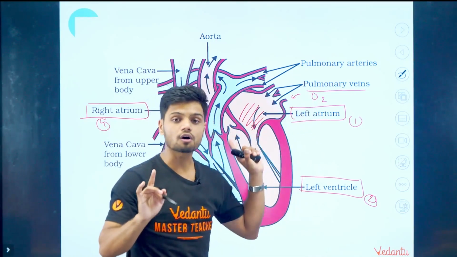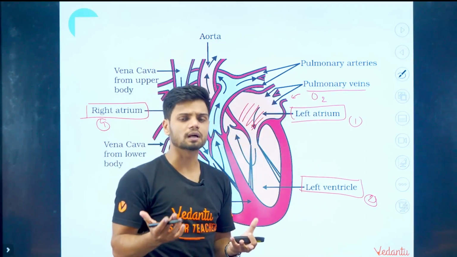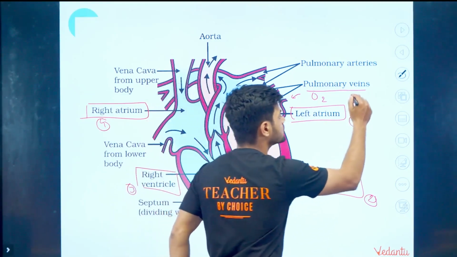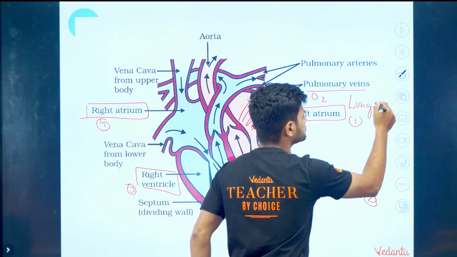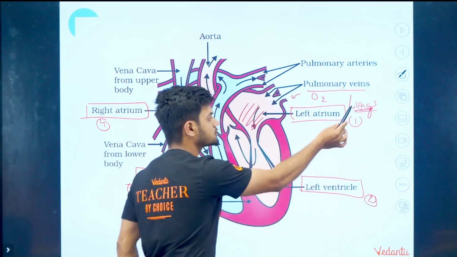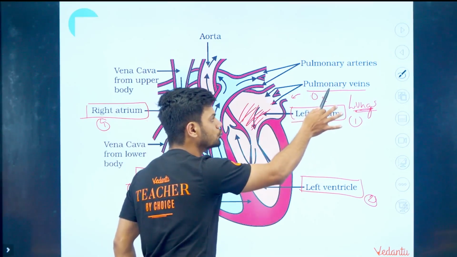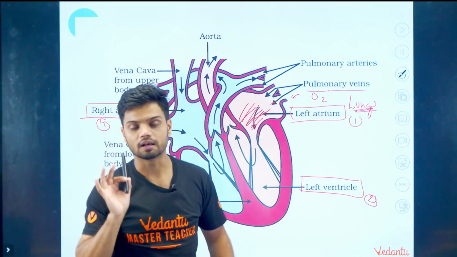Which blood? Oxygenated blood. Now where is the blood coming from? The oxygen rich blood is actually coming from the lungs. It is coming from the lungs. All the oxygen rich blood is coming into the left atrium through pulmonary vein from the lungs.